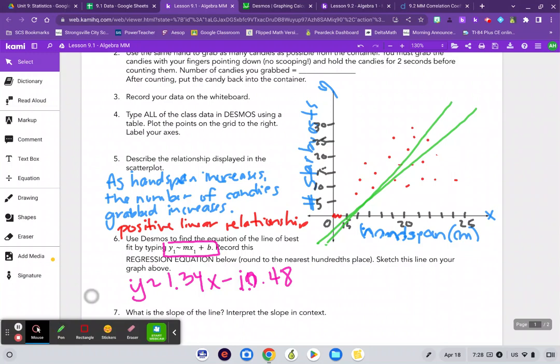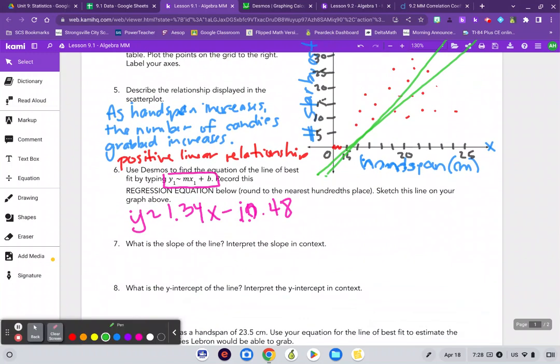And it says, what is the slope of this line? Interpret the slope in the context. And so my slope is the number being multiplied by x.